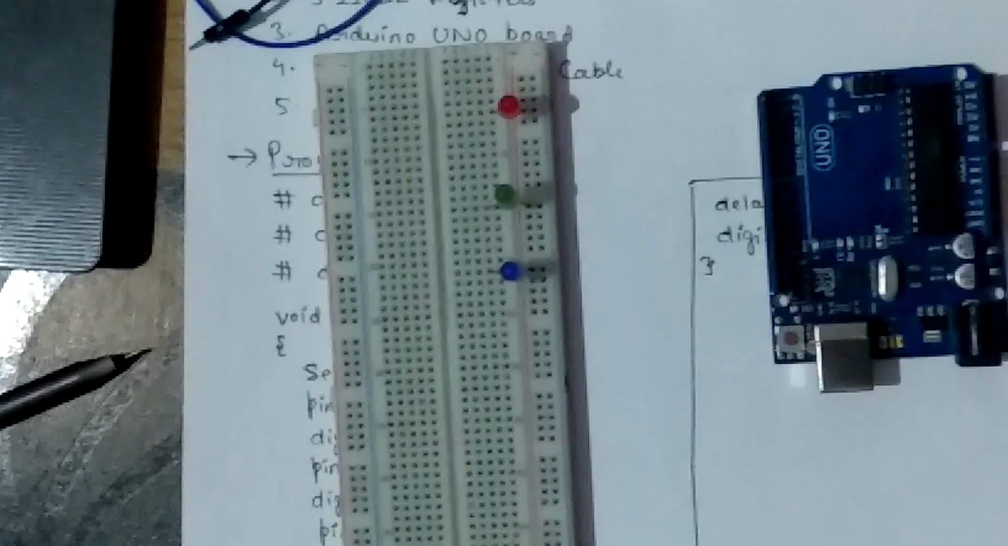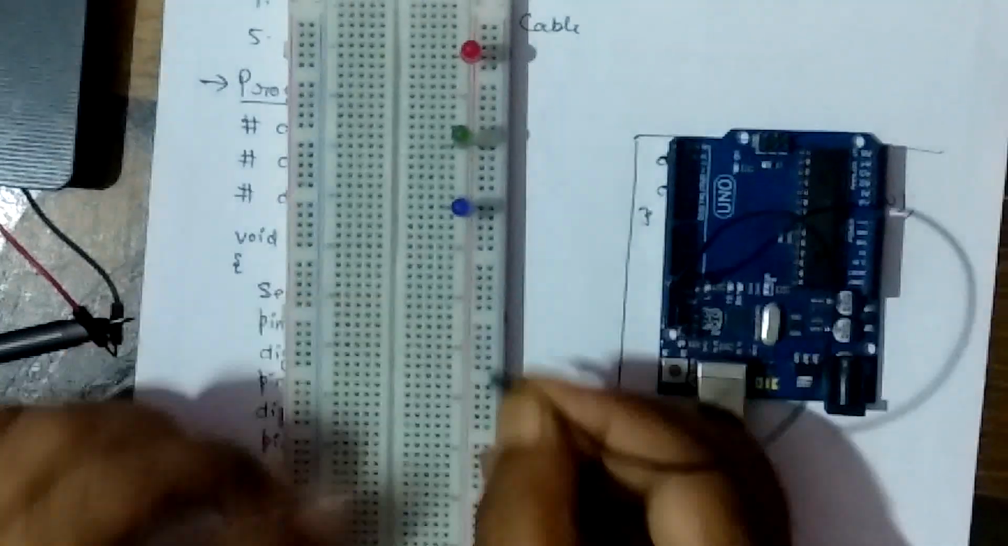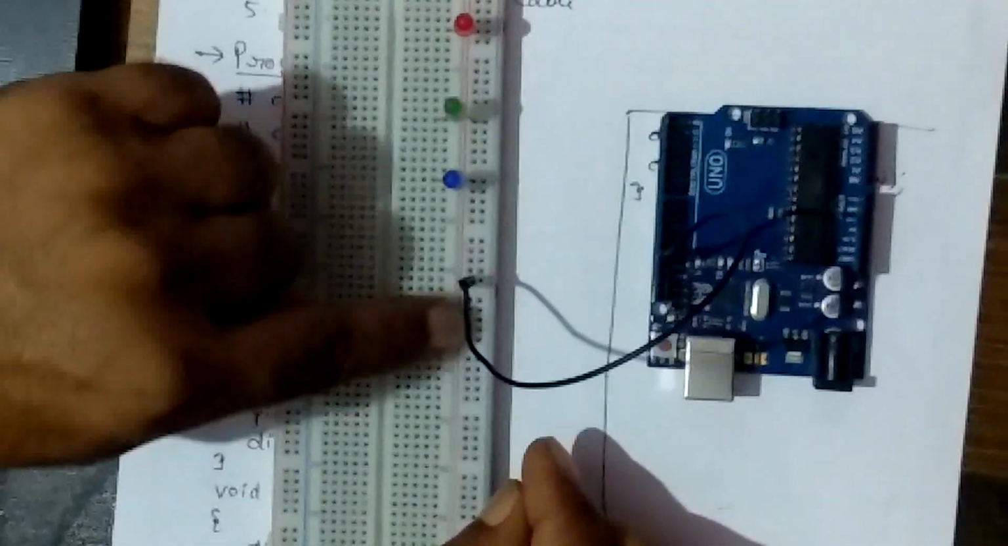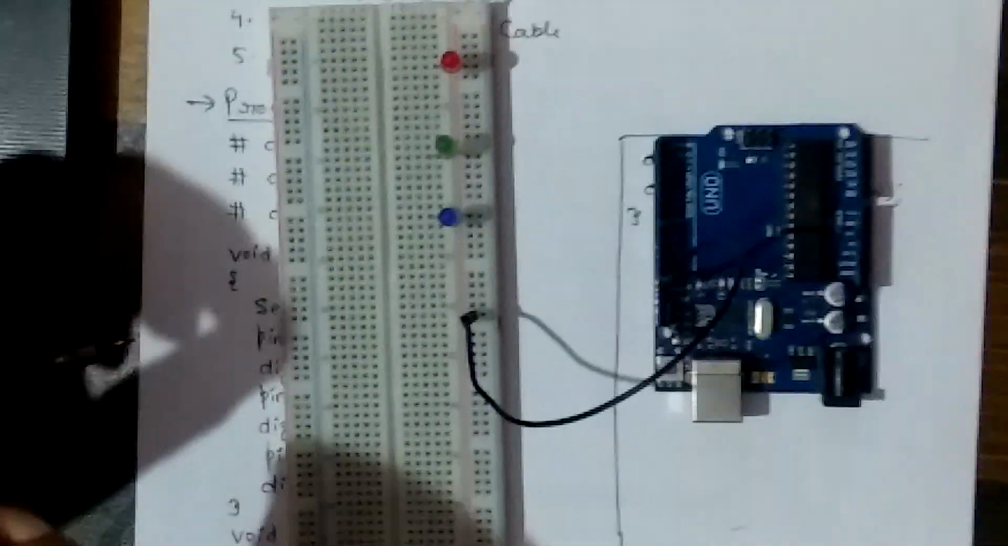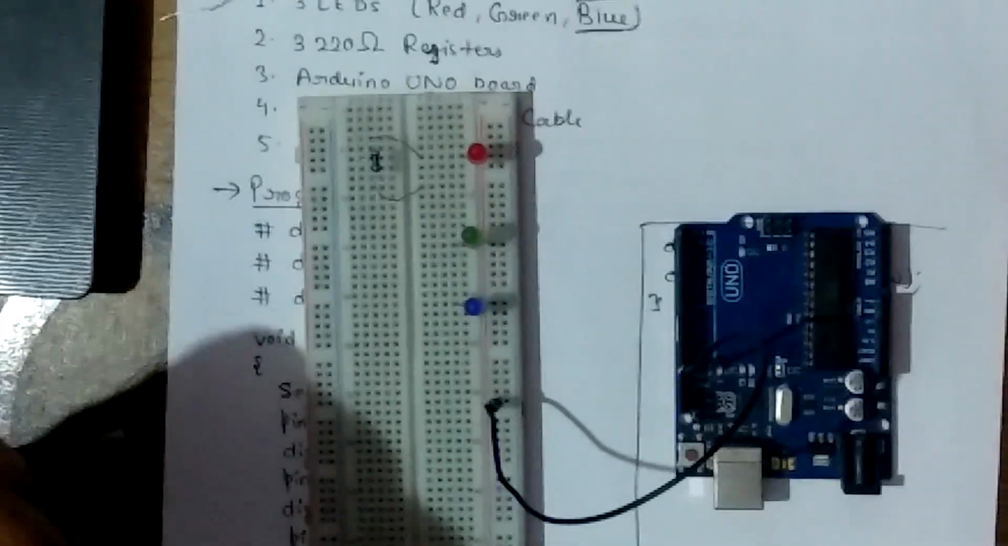Now I connect the Arduino ground. This is the ground after pin number 13. This ground of the Arduino is connected with this second row. The ground of all LEDs is connected with this. One pin of the resistor is connected to the long pin of the red LED, and the second pin in any vertical line. This anode is connected with pin number 2 of the Arduino.